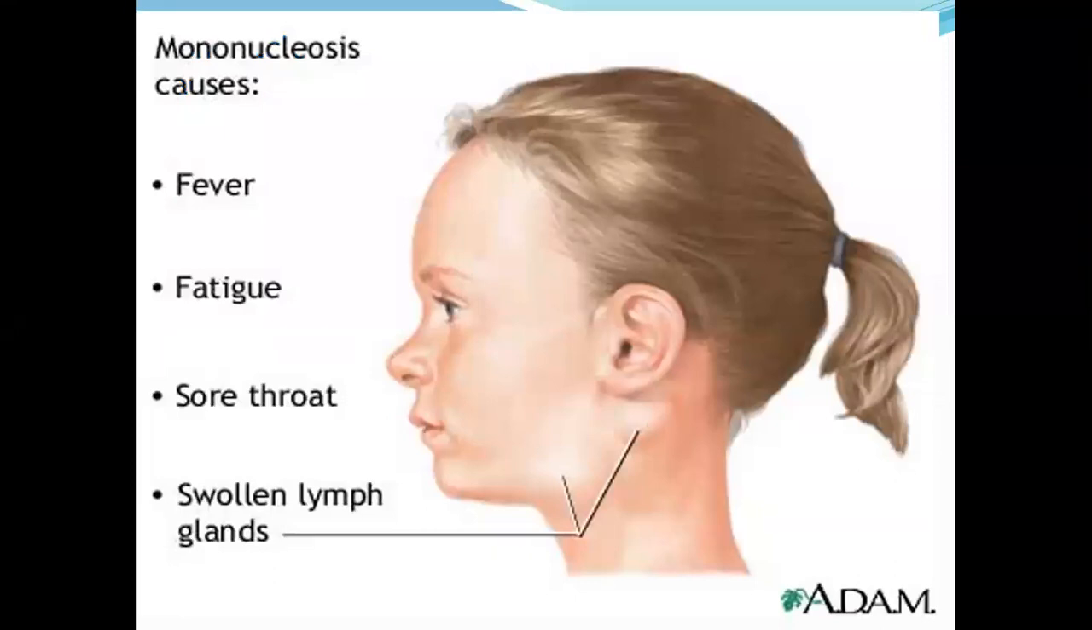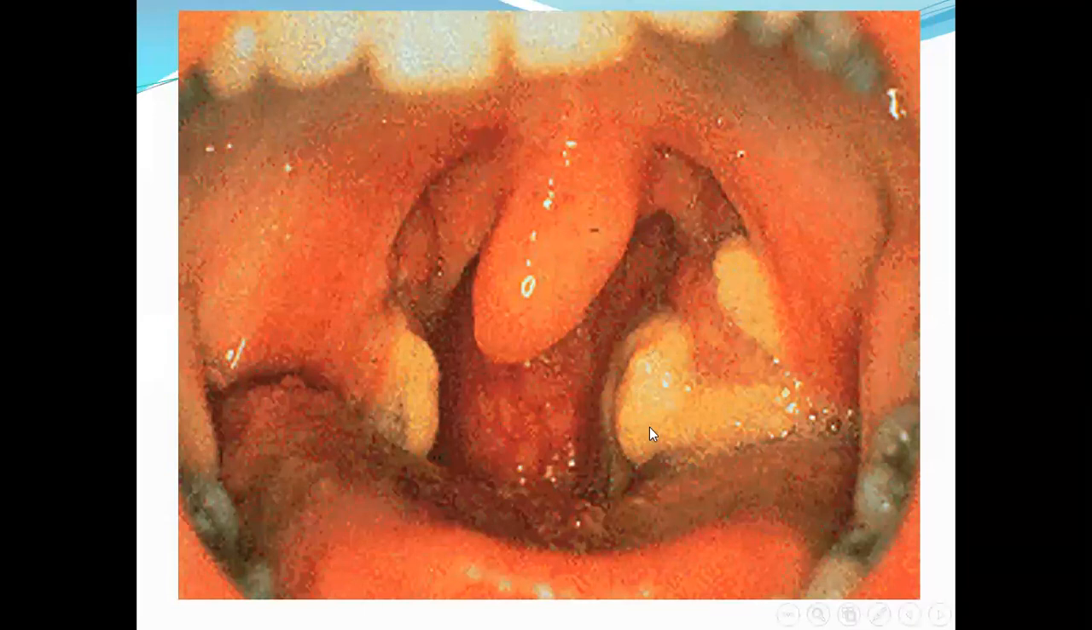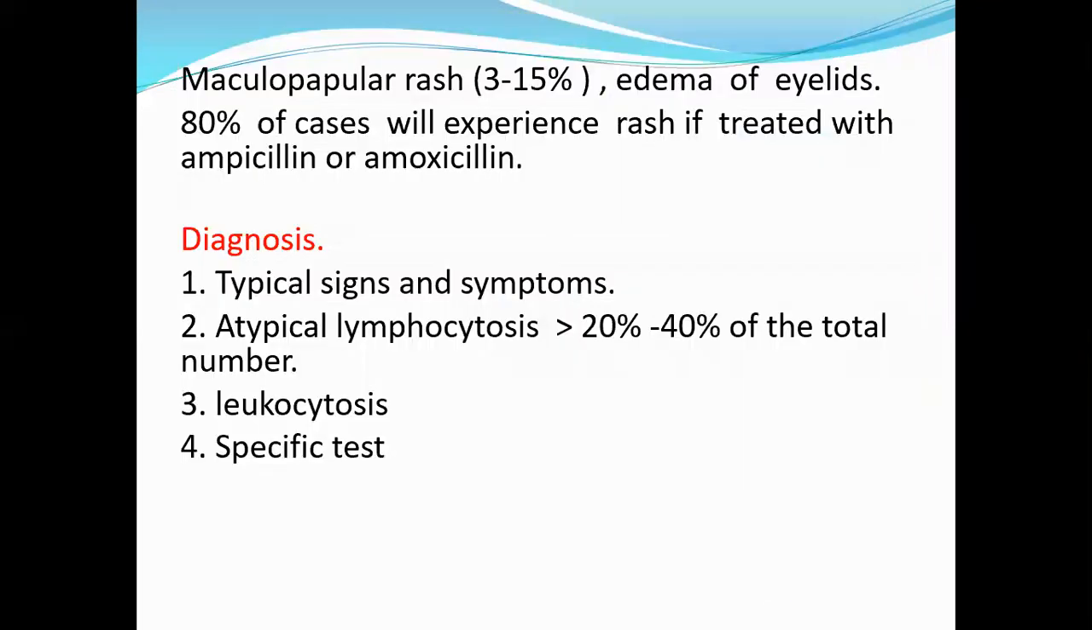As we see in this picture, there is obvious cervical lymphadenopathy with other clinical manifestations. This is also tonsillitis with exudate formation. This white layer is the exudate, with tonsillar enlargement and pharyngitis. Maculopapular rash also occurs in about 3 to 15%. Edema of the eyelids is present.